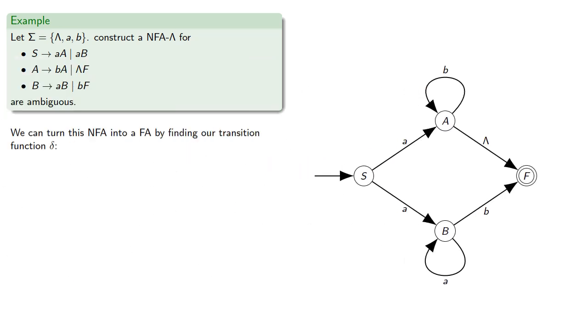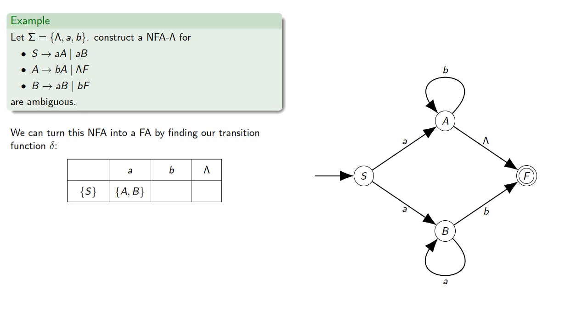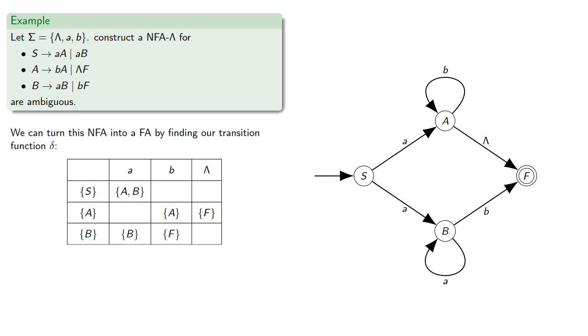Now we can turn this non-deterministic finite automaton into a deterministic finite automaton by finding our transition function delta. So remember here our destination states are actually sets that we can get to. So from our starting state, input A will take us to either A or B, and any other input takes us nowhere. From state A, input B takes us to A, and input nothing takes us to F. From B, we will go to either B or F, and from F there's no path outwards.